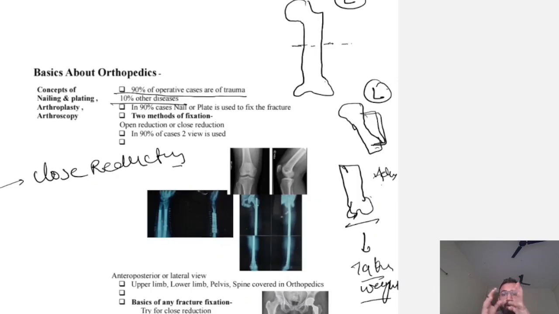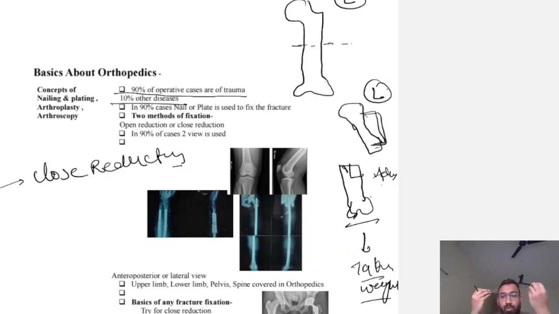Next topic is open reduction. Many times it is reduced closely, but sometimes it does not, because there can be a possibility that the fracture fragments are not two. There can be one more fragment from here, which is known as a butterfly fragment. In that case, it will not reduce closely. So what you have to do is open reduction. What is open reduction? Give an incision here, separate the muscles by dissecting, go down to the bone, and then reduce the fracture. That is known as open reduction.